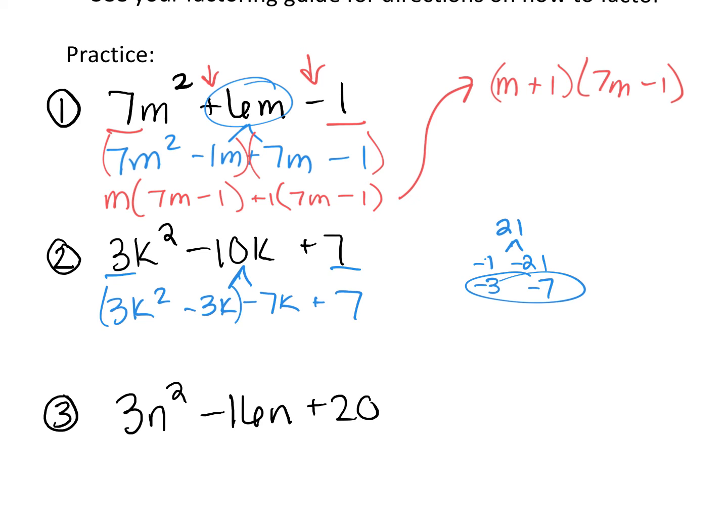Then we're factoring by grouping. So group 1, I can take out a 3k, leaving me with k minus 1. Group 2, I can take out a negative 7, leaving me with k minus 1. So then my final answer is 3k minus 7 times k minus 1.